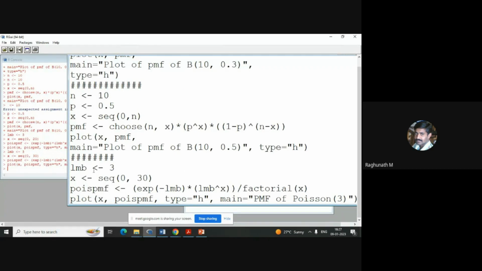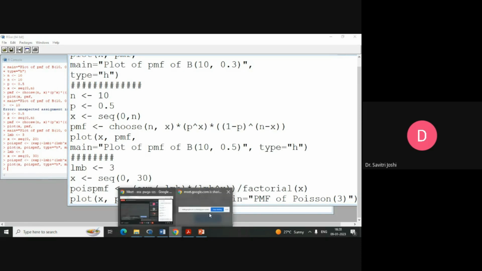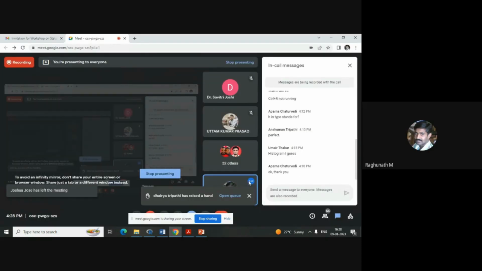Again, for the geometric, Miss Dharya has a question, I guess. She's raising her hand. Yes. If you have any question, you can ask me. You can unmute and ask. Dharya, you have some questions? Dharya Tripathi. Okay, she can put it in the chat box, madam. We will go ahead. Okay.